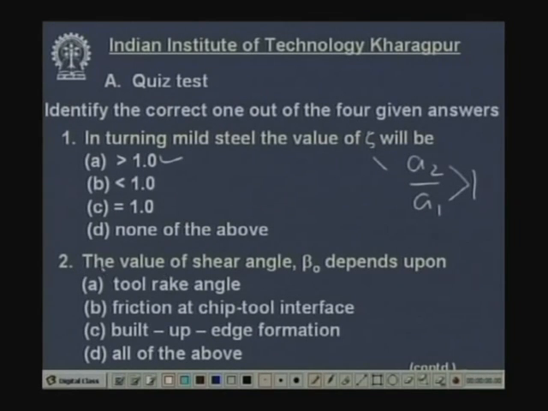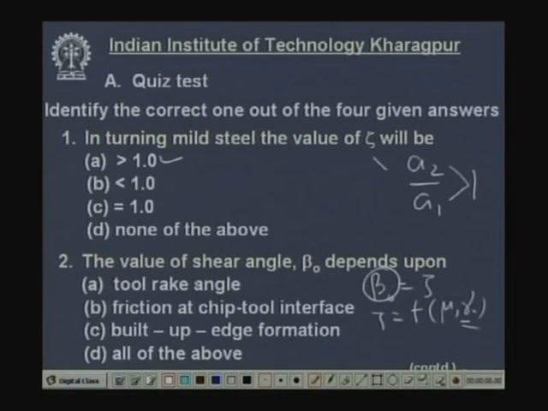Next one, the value of shear angle beta depends upon tool rake angle, friction at chip tool interface, built up edge formation, all of the above. Now, which one is correct? Let us examine. Tool rake angle, does it affect beta? Beta is a function of zeta, as you saw earlier, and zeta is a function of friction mu and rake angle. So, beta will depend upon the tool rake angle.